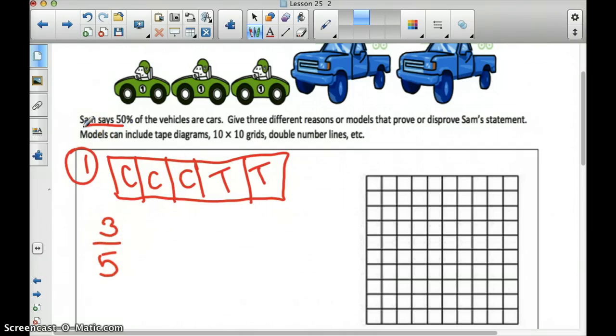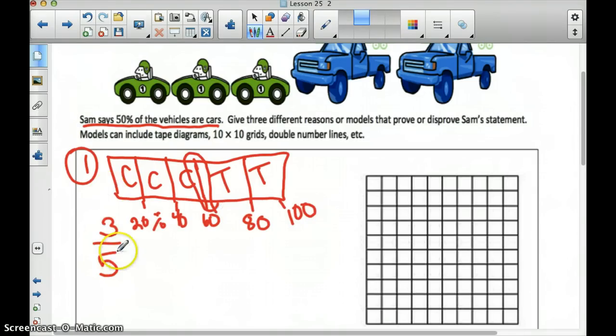And we know that Sam says 50% of the vehicles are cars. Well, if I have 5 things here and I multiply those by 20, that's going to get me to 100%. So I could say that this is like 20%, 40%, 60%, 80%, and 100%. So if I look here, I can see that cars are going to take up 60% of that space. It's definitely over half, so that's more than 50%.